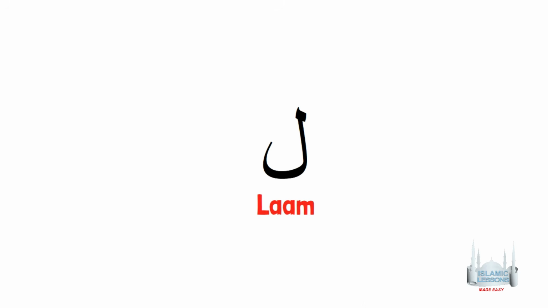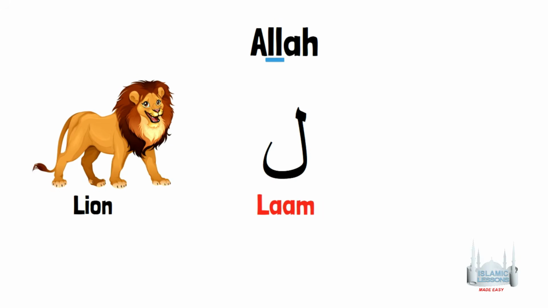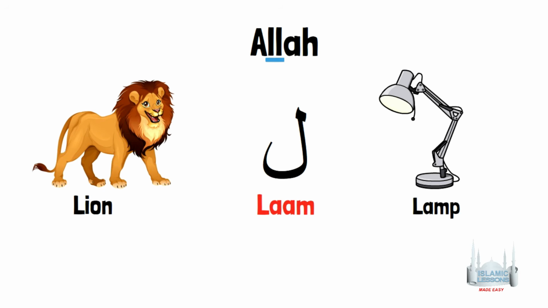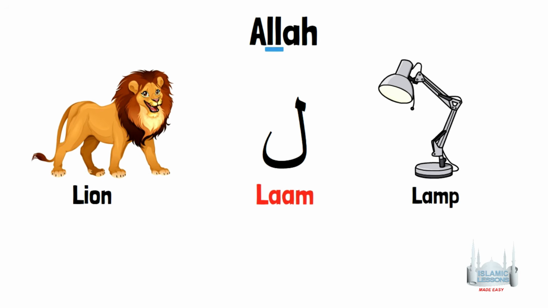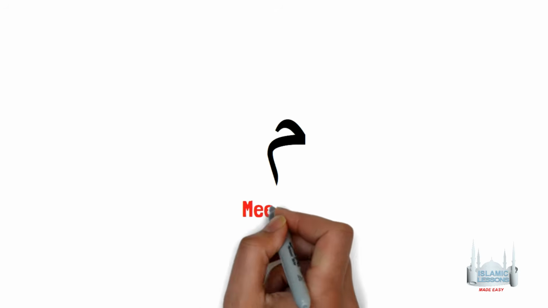This letter is called lam. Lam is always pronounced light, except in the name of Allah, which will be explained later in detail. Lam makes a similar sound in English to the letter L in the word lion or the word lamp. This is what the lam looks like at the beginning, like this in the middle, and like this at the end of a word.